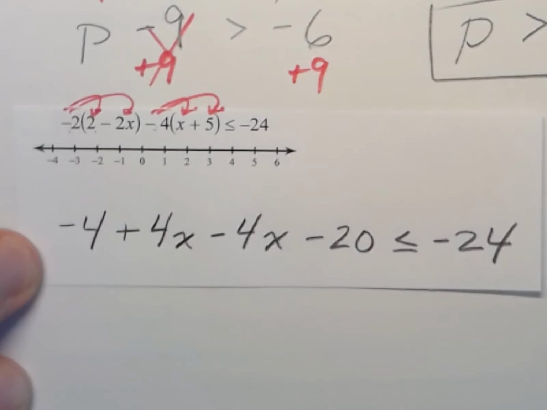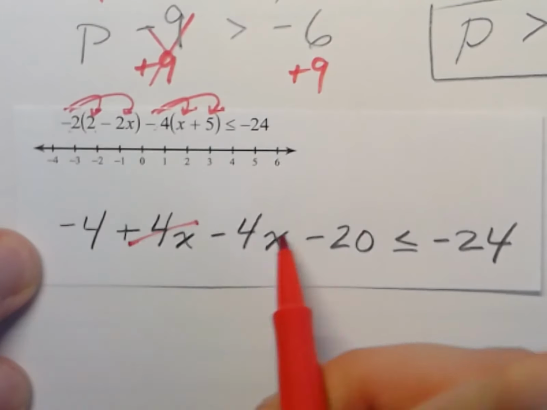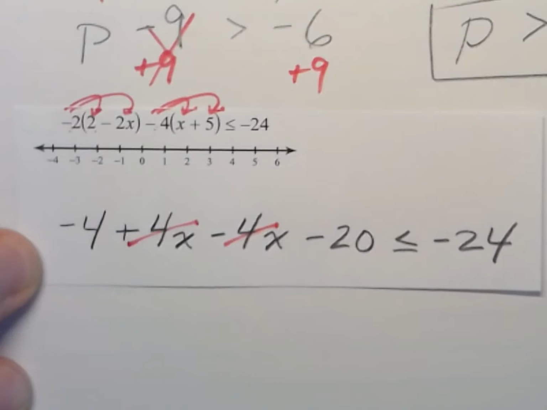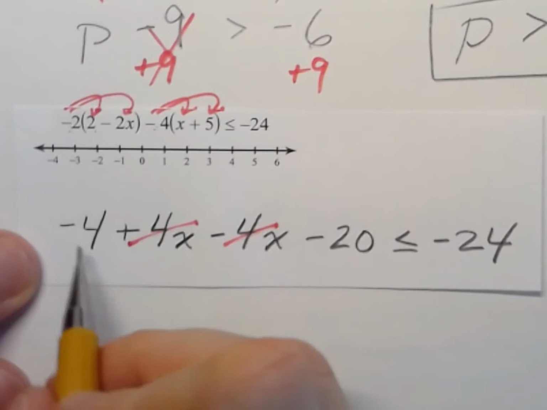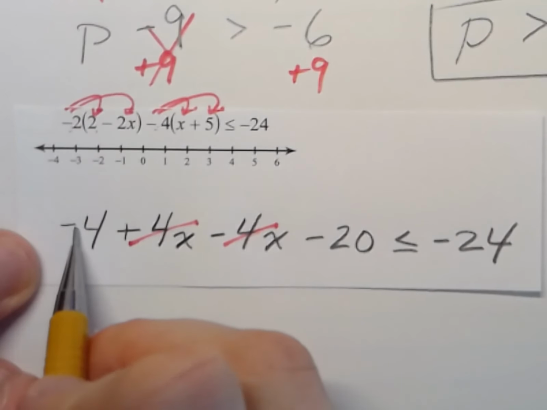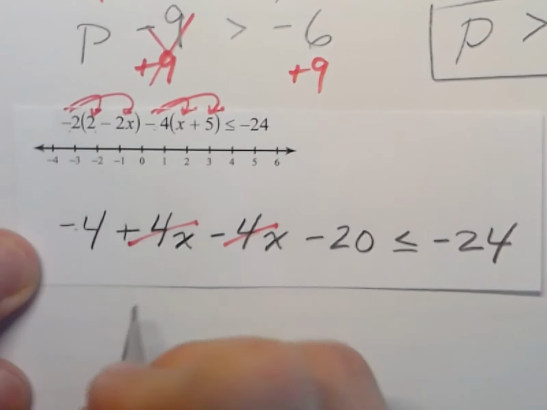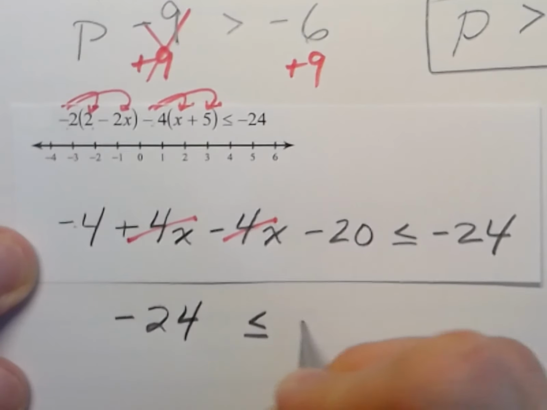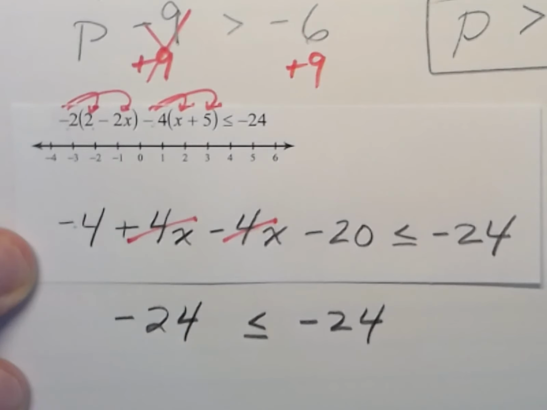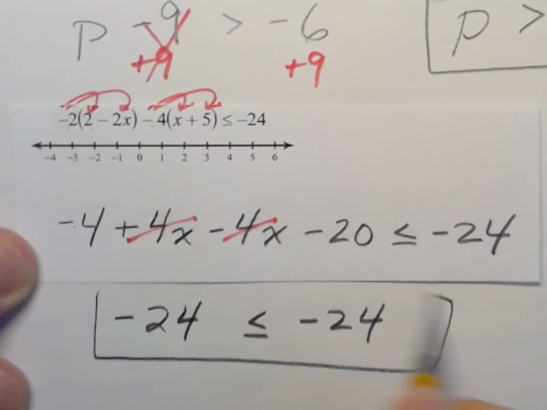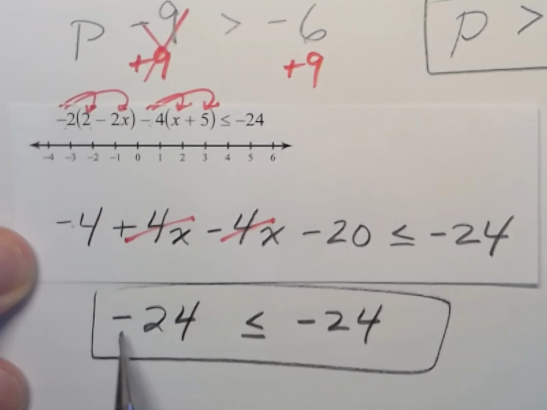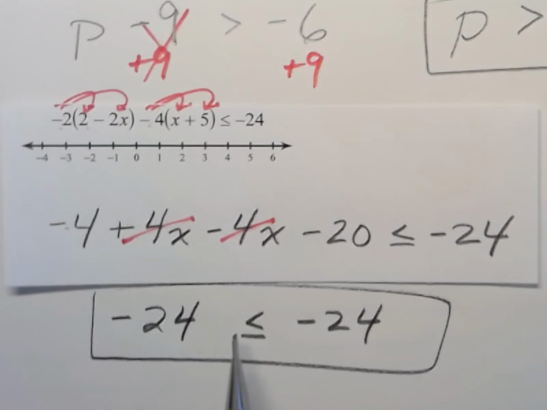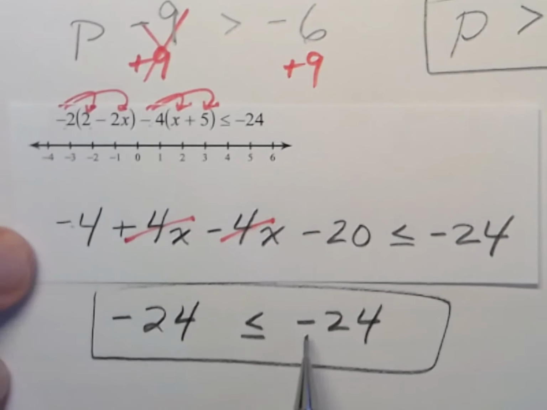Okay, so notice here my x's cancel each other. Okay, and you might say, oh, this is going to be no solution. Not quite. You have to see it through to the end to make sure. So negative 4 minus 20 is minus 24, and that is what? Think about what this is saying. Negative 24 is less than or equal to negative 24.